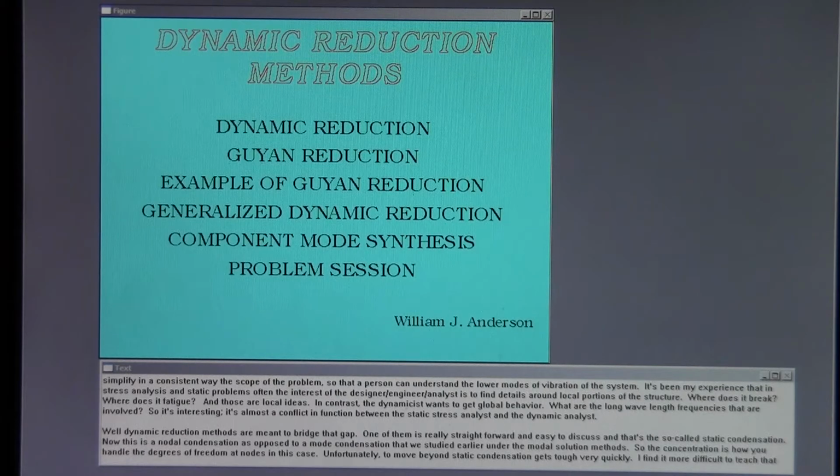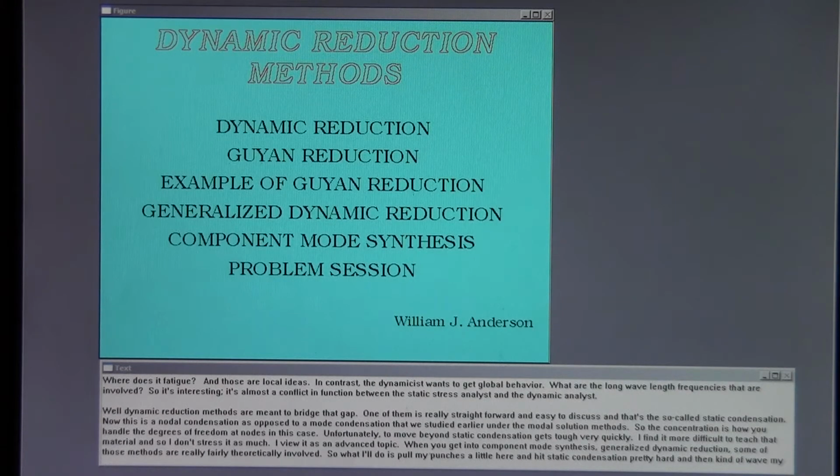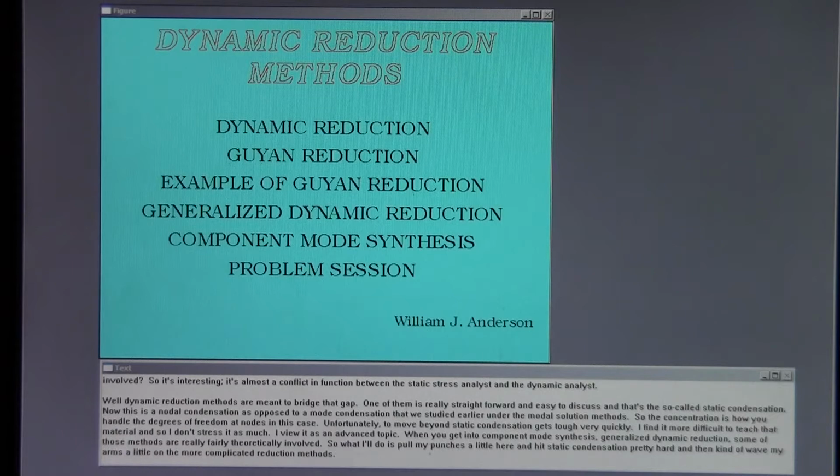It's been my experience that in stress analysis, in static problems, often the interest of the designer, engineer, analyst is to find details around local portions of the structure. Where does it break? Where does it fatigue? And those are local ideas. In contrast, the dynamicist wants to get global behavior. What are the long wavelength frequencies that are involved? So it's interesting. It's almost a conflict in function between the static stress analyst and the dynamic analyst. Well, dynamic reduction methods are meant to bridge that gap.